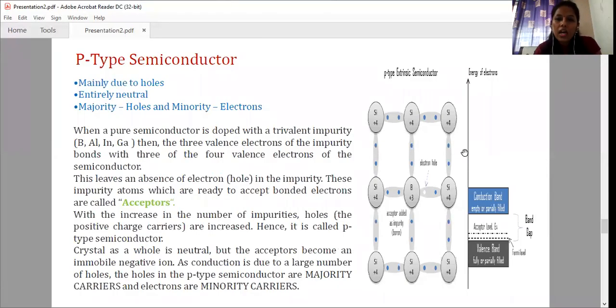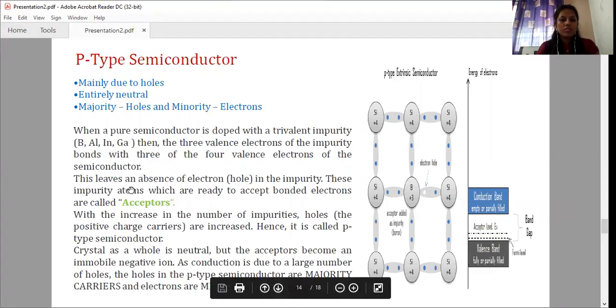When these electrons combine with the silicon atom, they form covalent bonds. But one bond with a silicon atom remains incomplete, because of the missing electron. That is called an electron hole. So this is called a p-type semiconductor.